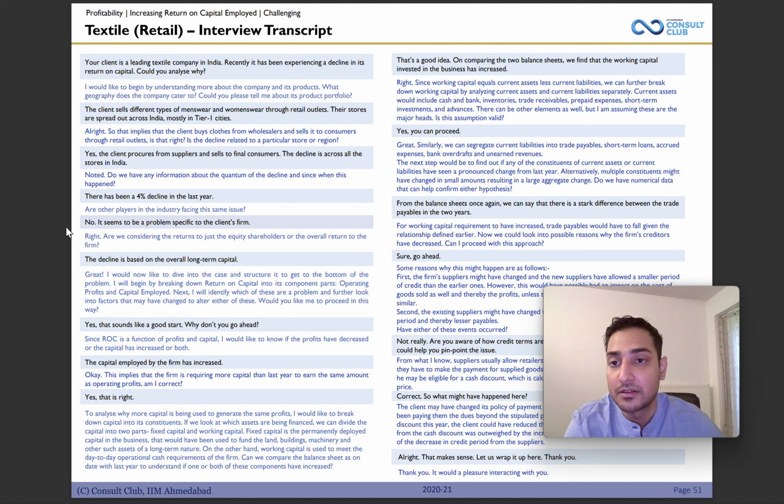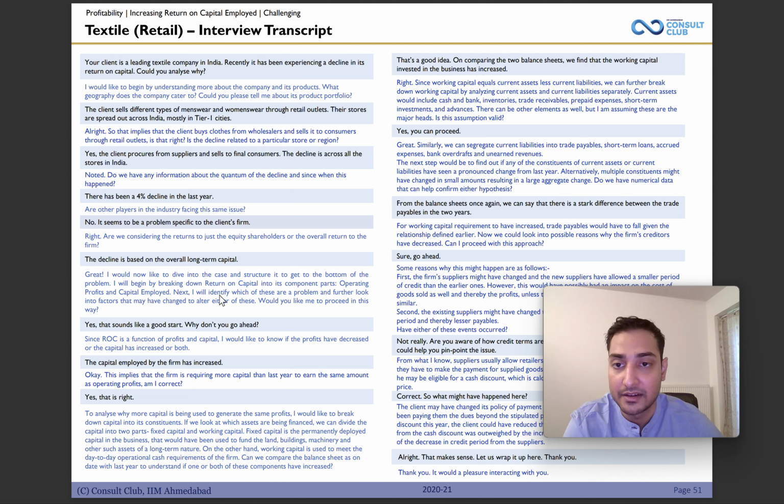Right. Are we considering the returns to just the equity shareholders or the overall return to the firm? The decline is based on the overall long-term capital. Great. I would now like to dive into the case and structure it to get to the bottom of the problem. I will begin by breaking down return on capital into its components, operating profits and capital employed.